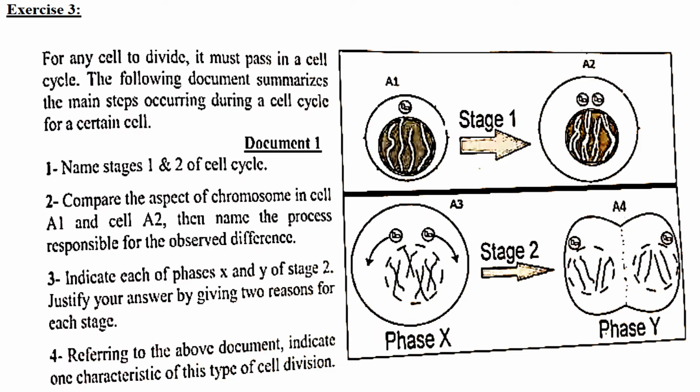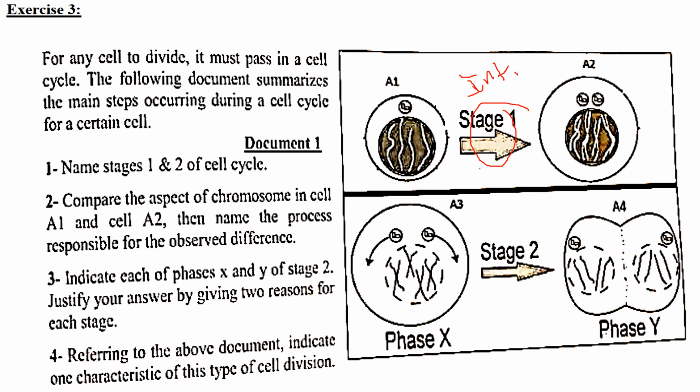This is exercise 3. Now, for any cell to divide, it must pass through a cell cycle. The following document summarizes the main steps occurring during a cell cycle for a certain cell. Name stages 1 and 2 of the cell cycle. This is stage 1. In stage 1 the chromosomes were made up of one chromatid, then they became made up of two chromatids. Stage means phase. I call this stage certainly interphase.